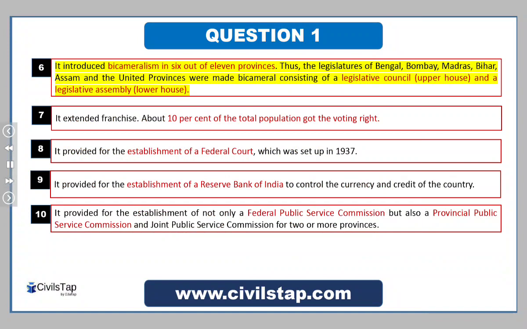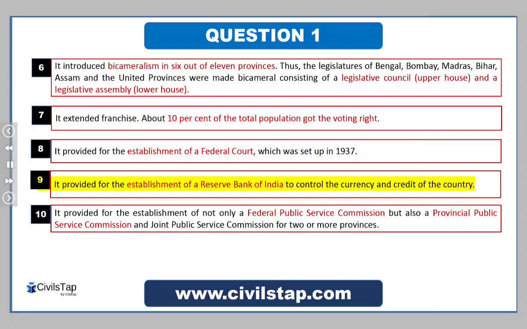Thus, the legislatures of Bengal, Bombay, Madras, Bihar, Assam and the United Provinces were made bicameral, consisting of a legislative council, upper house, and a legislative assembly, lower house. 6. It extended franchise. About 10% of the total population got the voting right. 7. It provided for the establishment of a federal court, which was set up in 1937.